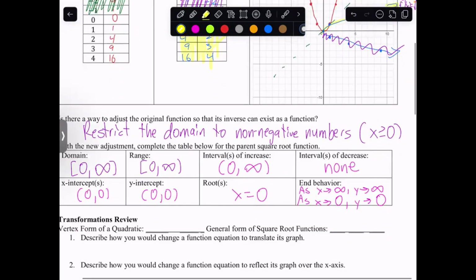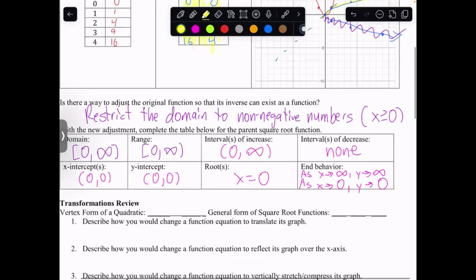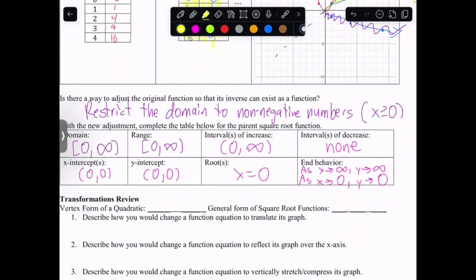The next thing to do is to introduce some transformations. We've done transformations before: translations, reflections, rotations.